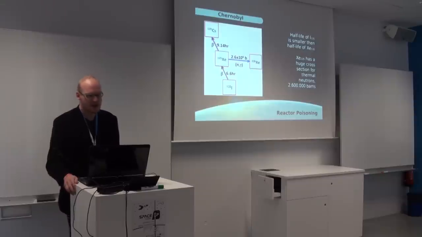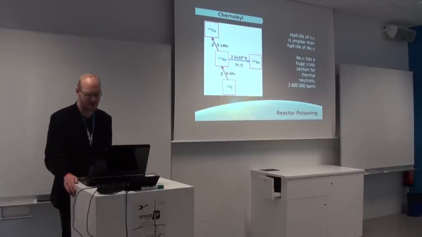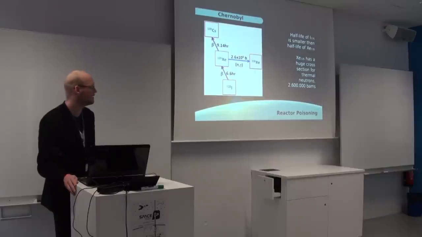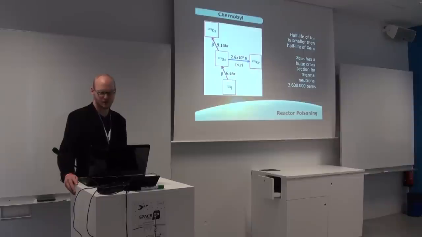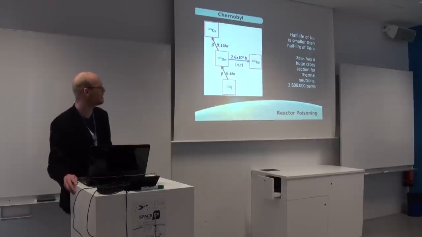Iodine-135, which has a half-life of 6.6 hours and decays to xenon-135. That again decays to cesium-135 after a half-life of approximately 9 hours, but it can also be turned into xenon-136 by catching a neutron. Xenon-135 has a huge cross-section for thermal neutrons, which basically says all your available neutrons will get sucked up by xenon-135.